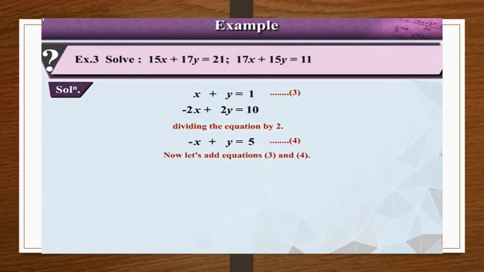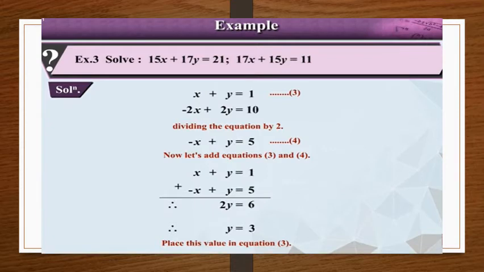Now let's add equation 3 and 4. x plus y is equal to 1, plus minus x plus y is equal to 5. So like terms plus x minus x will cancel each other. Now y plus y is a like term, that becomes 2y. 1 plus 5 becomes 6. So therefore y is equal to 6 upon 2, which is equal to 3.